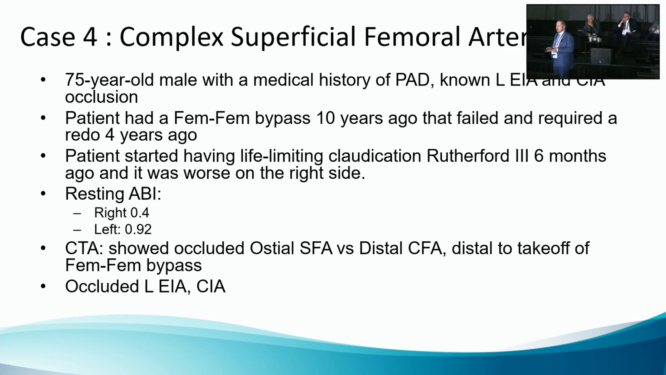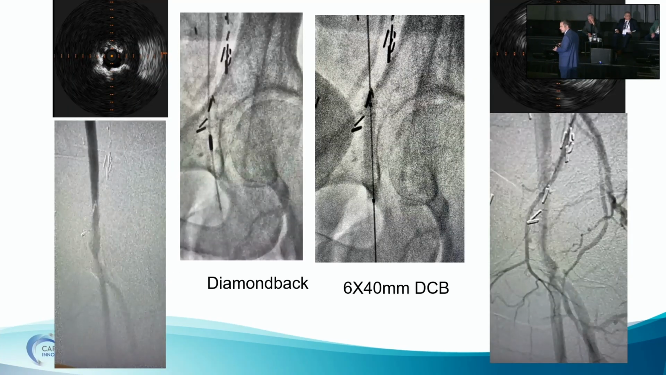This is another example, more complex. Hey, do me a favor, Sam. Go back to that last one. In the spirit of the interactive nature of this, tell us what you used. Was that a 2.0 Diamondback, and did you use a filter? And you had IVUS. Was 6.0 big enough for the common femoral artery?